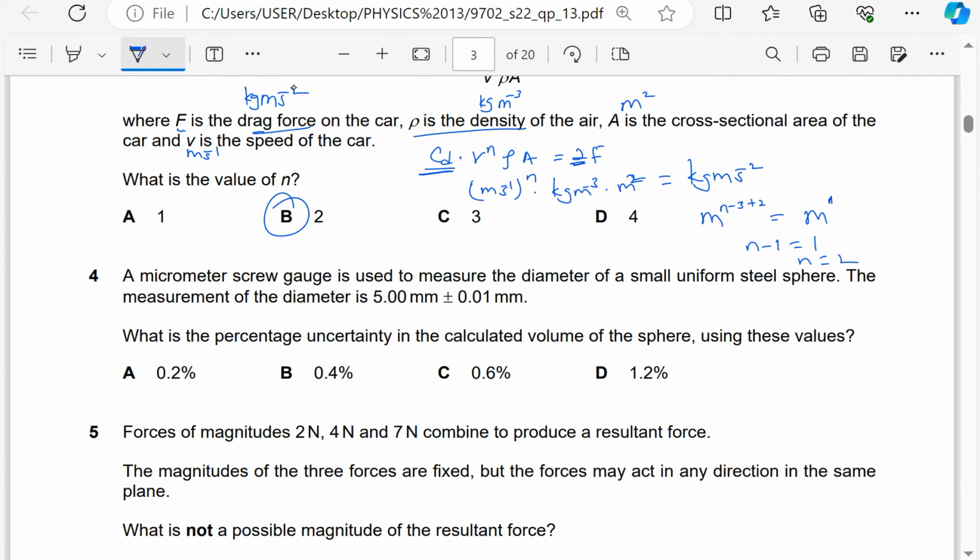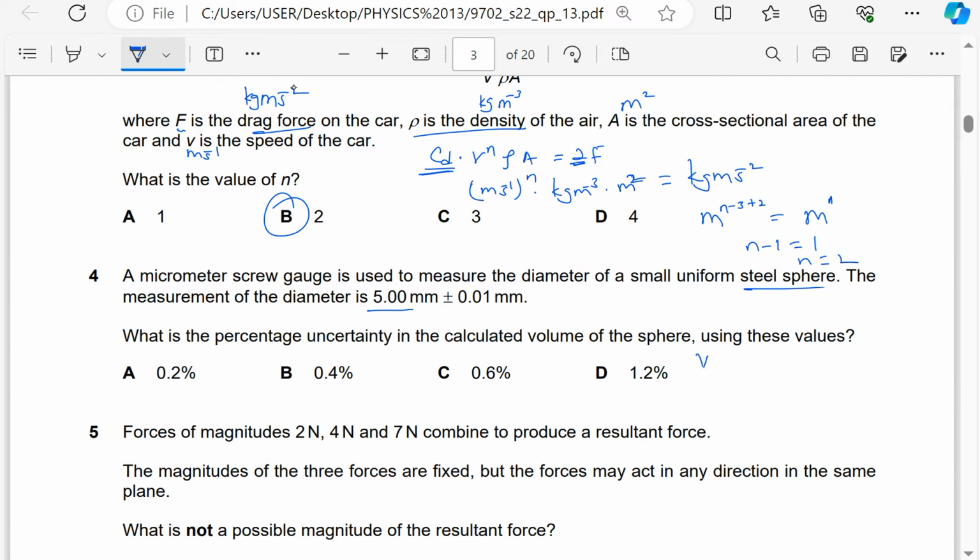N should be 2. A micrometer screw gauge is used to measure the diameter of a small uniform steel sphere. The measurement of the diameter is 5 millimeters plus or minus 0.01 millimeters. What is the percentage uncertainty in the calculated volume of the sphere using these values?